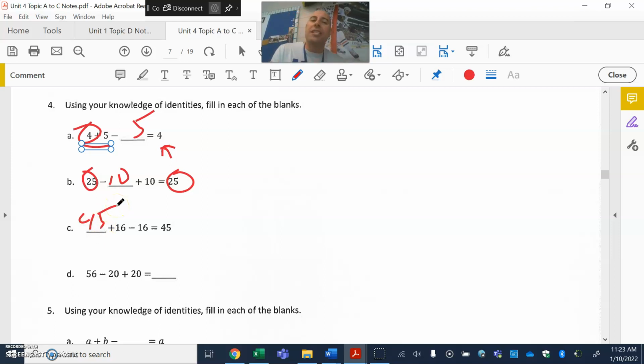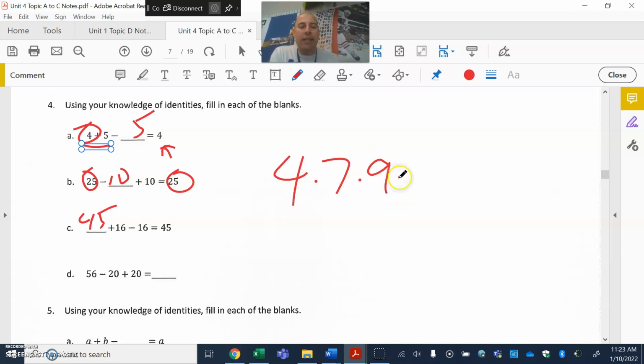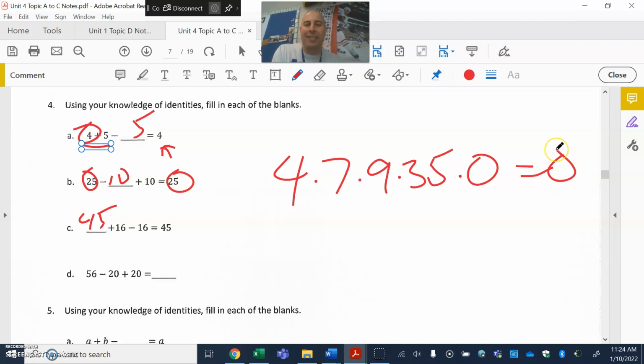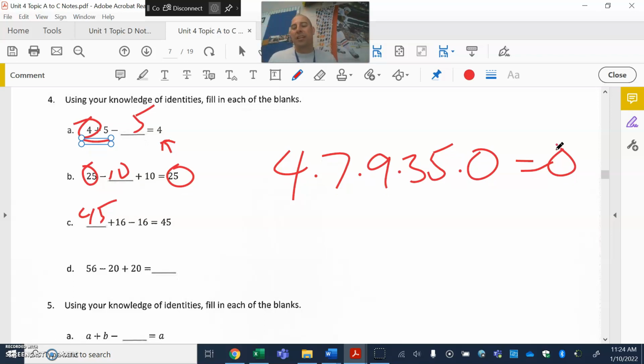So we're just noticing, making sure we're not always going, well, let me add and let me subtract. No. We want to be observant of what we're doing. Like, for example, 4 times 7 times 9 times 35 times 0. Don't even bother doing everything else because once you multiply times 0, you get 0. So that's where we're just being observant.